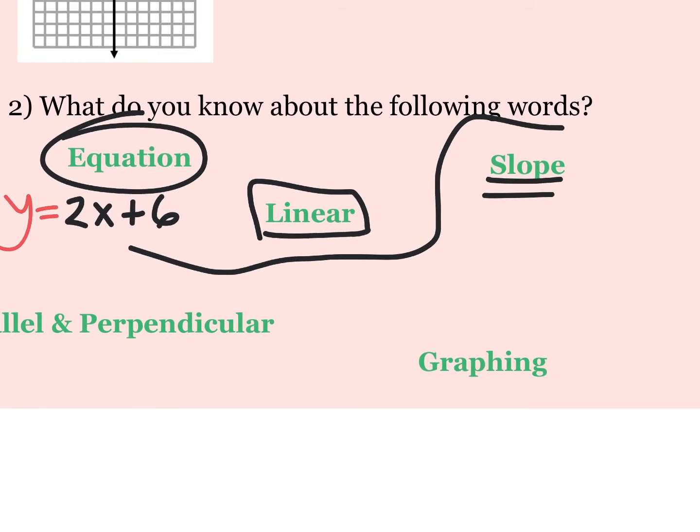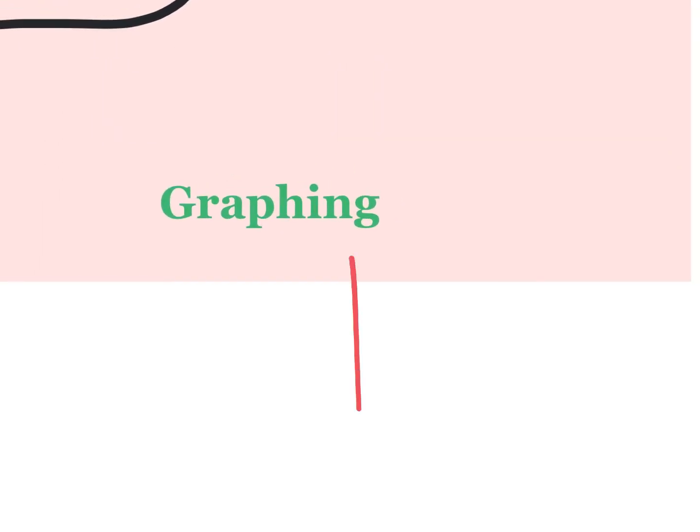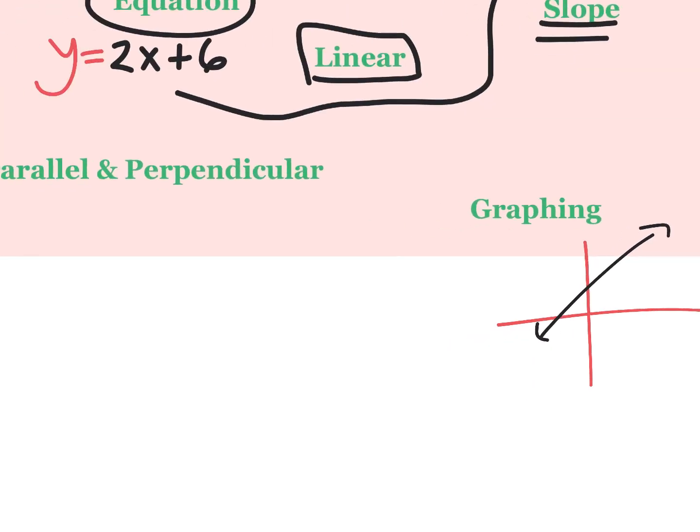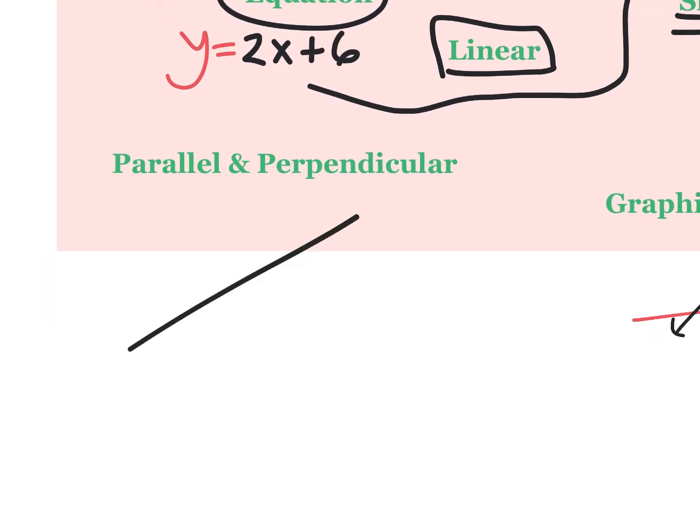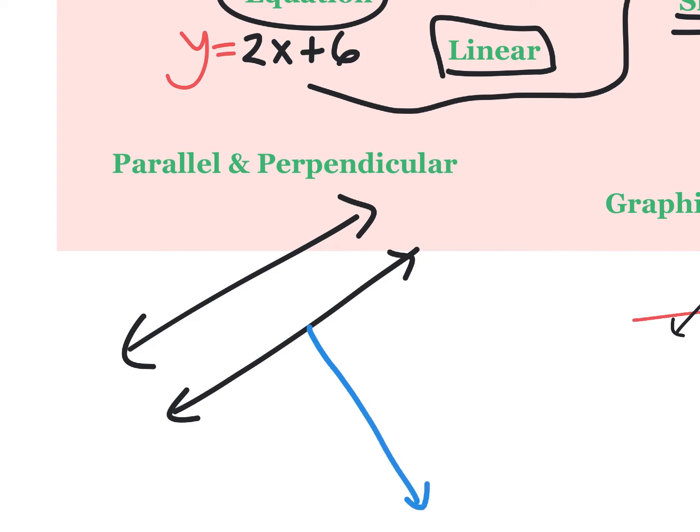Okay. And do you know what graphing means? You put it on a graph. Okay, so like here's something that's been graphed. And how about parallel and perpendicular? What kind are those? They're like train tracks. Say it. Parallel, good. Do you know what they're called when they make right angles? I bet you can tell by process of elimination. That means perpendicular. So if 2 things make right angles like this, that's called perpendicular.